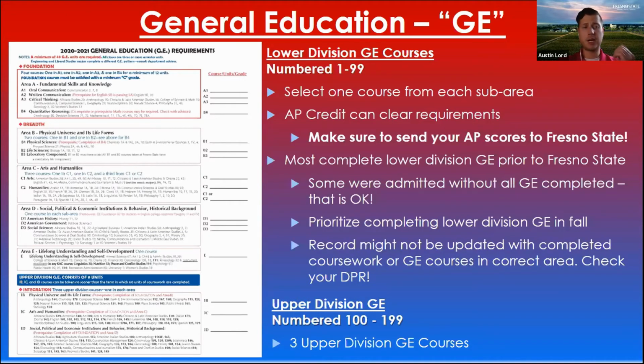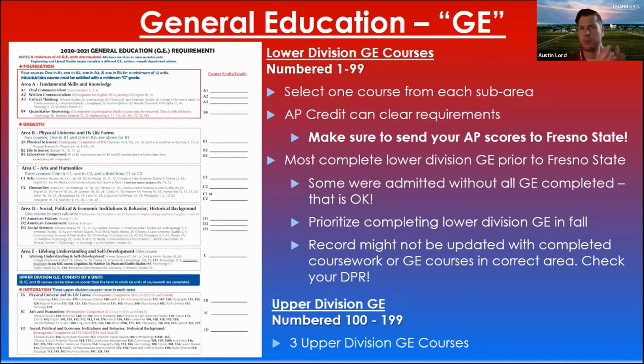That first box, those first four classes, are foundation. Again, that's the golden four that most of you should have before transferring. The next area is the breadth, and that goes all the way down about two-thirds of the sheet to that dark blue line. Below that is the upper division GE.